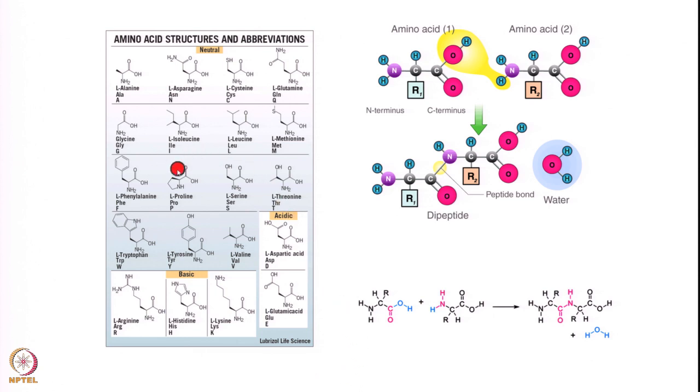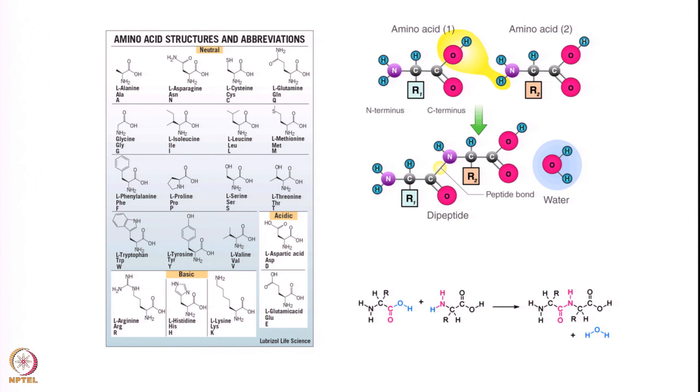Typically, all these are denoted by one letter codes. You can have the three letter codes as well as the one letter codes. Alanine, asparagine, cysteine, glutamine are represented as A, N, C, Q, and like that G, I, L, M, and then you have F, P. F is phenylalanine, P is proline, S is serine, T is threonine, W is tryptophan, Y is tyrosine, V is valine. Valine also has two methyl groups. There is a C beta, and directly attached to that are the two methyl groups. And arginine is represented as R, then histidine H and K. So, this is the structure of the various 20 different amino acids.